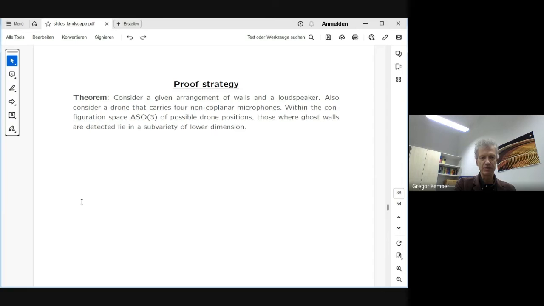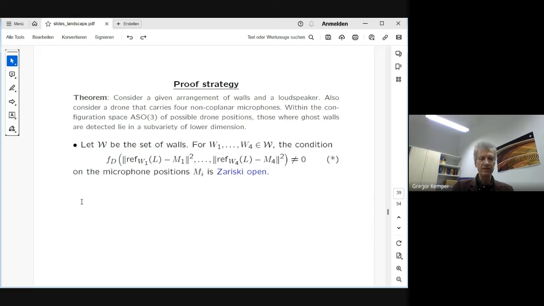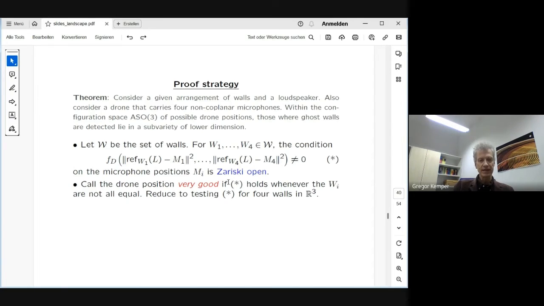And here's a little bit about the proof strategy. So I just repeat the theorem. And then what we do, well, we consider the Cayley-Menger relation, this FD. This ref stands for reflection of the loudspeaker position at the wall W1 up to the wall W4. So these are the positions of the mirror points, right? And M1 through M4 are the microphone positions. Now that this is not zero happens to be a Zariski open condition on the microphone position. And that's very important that this is Zariski open.